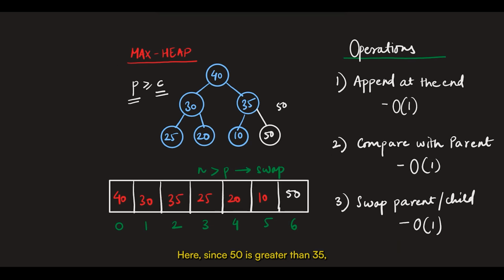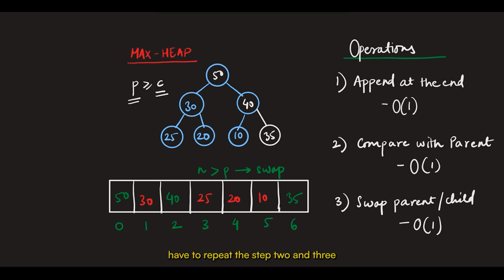Here, since 50 is greater than 35, we need to swap these two elements. We'll have to swap them in the array as well. Now should we stop here? As you can clearly see, we are not following the max heap property for this element because 50 is also greater than 40. Hence, we should not stop here. Now we'll have to swap these two elements as well, as 50 is greater than 40. We'll have to swap in the array as well.